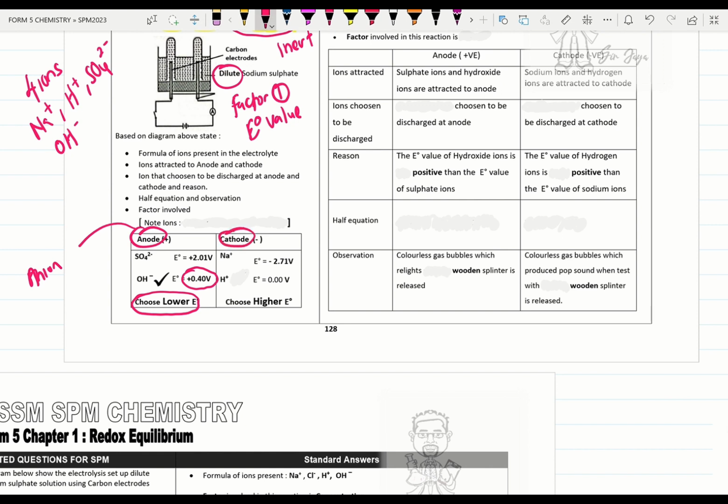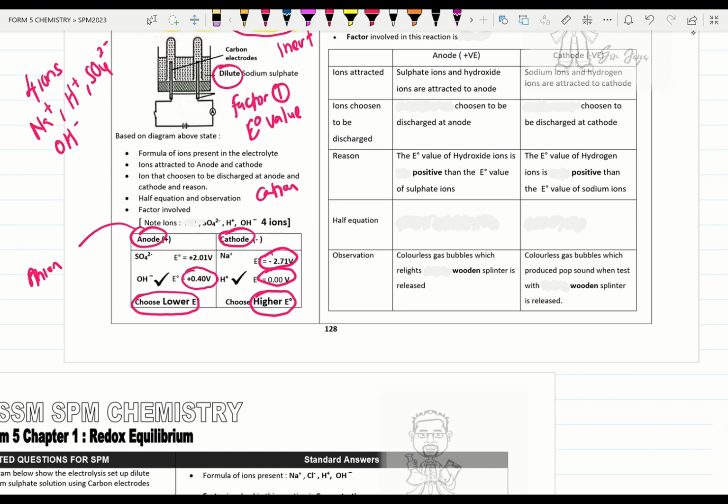At cathode, the ions attracted to cathode will be cations. So we have 2 ions, sodium ion and hydrogen ion. So we choose by the E0 value. Here the E0 value of hydrogen ion is 0.00 and the E0 value of sodium ion is negative 2.71. The hydrogen ion has the more positive E0 value, thus the hydrogen ion is chosen to be discharged.